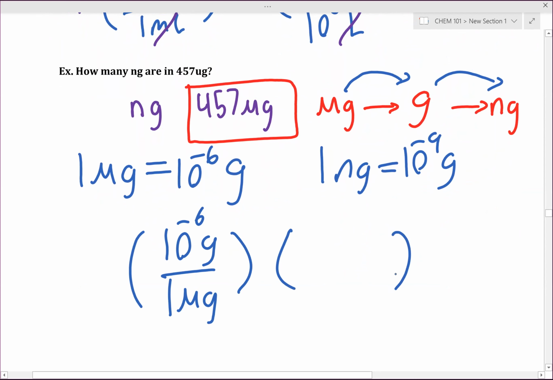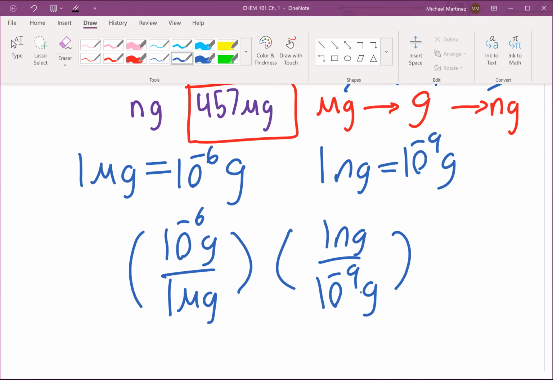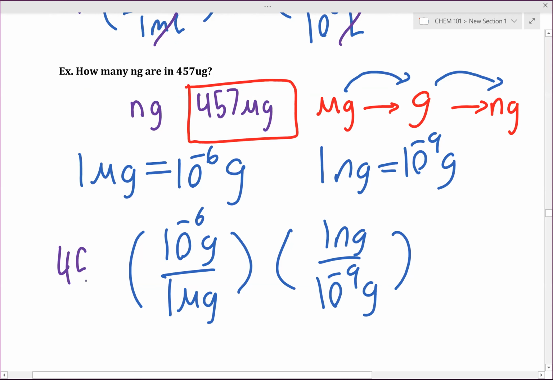Okay, and in our next step, we're going from grams to nanograms. So what units need to be on top? Yeah, so we have 1 nanogram over 10 to the negative 9th gram. Perfect. So we have both of our unit conversion factors. The only thing we need to do in the end is plug in our starting number with units. Perfect. And we can do this with our calculator. So let's switch over to the document camera for that.